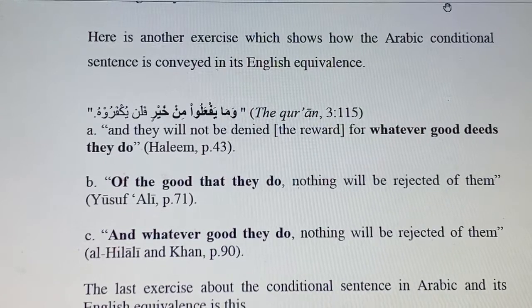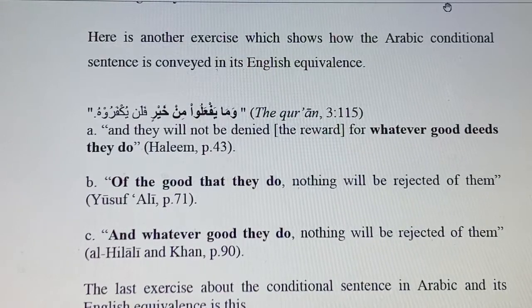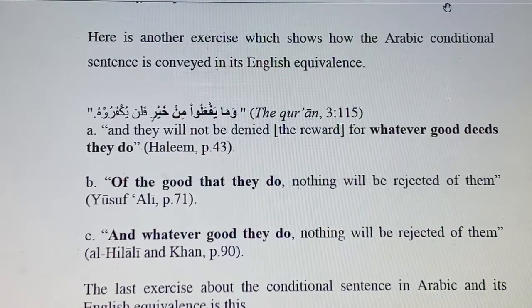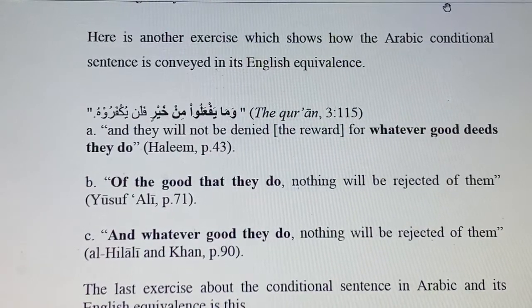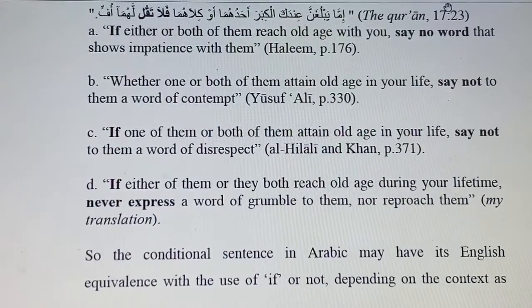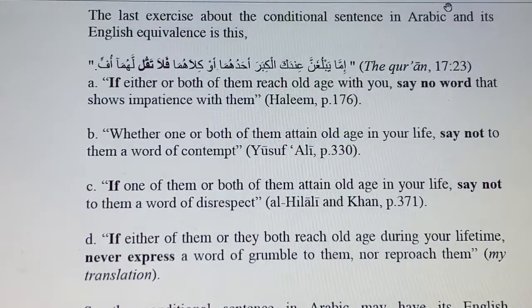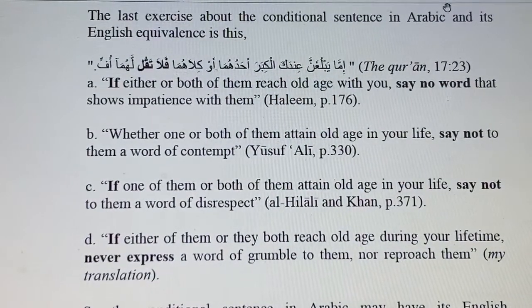Again, here we can't see the conditional as much in English, but you can see it in Arabic. Of the good that they do, nothing will be rejected of them. This is Yusuf Ali giving that conditional as well. And whatever good they do, nothing will be rejected of them. Again, this is conditional, and you can see the conditional appearing well. إما يبلغنك. This is إما. I think we have done it before. I've shown you one of them.